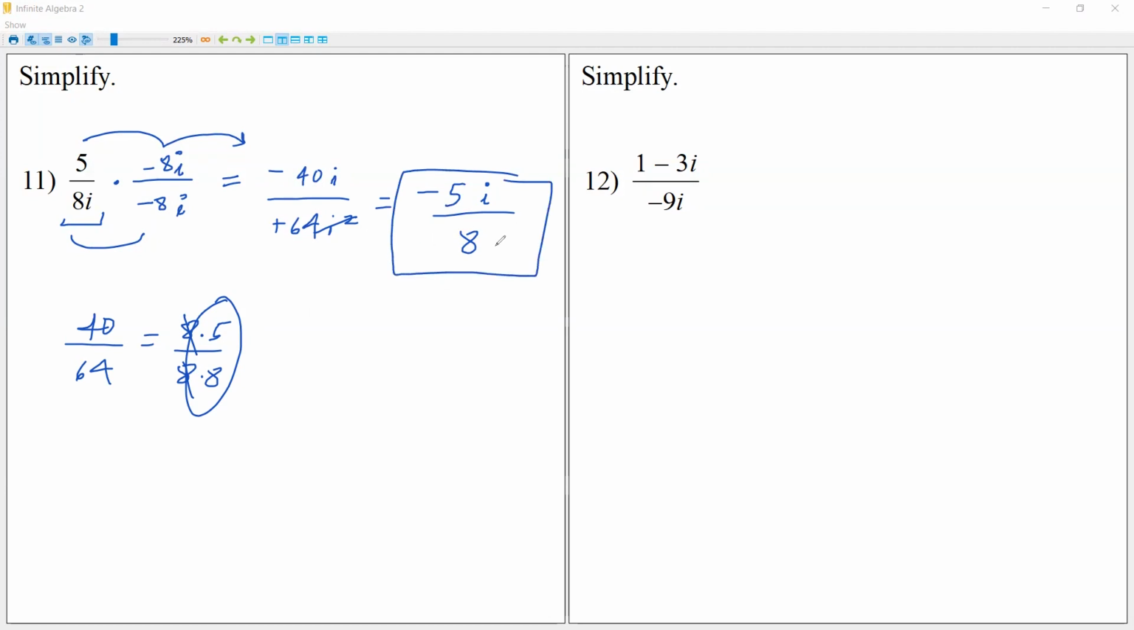And notice there's no i in the denominator, so it is considered simplified.